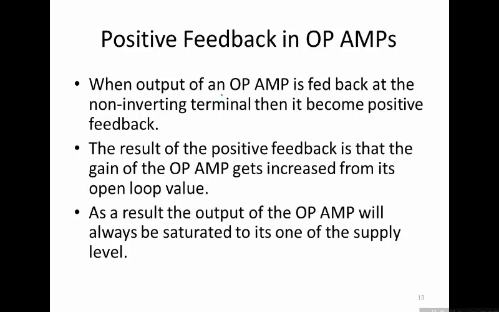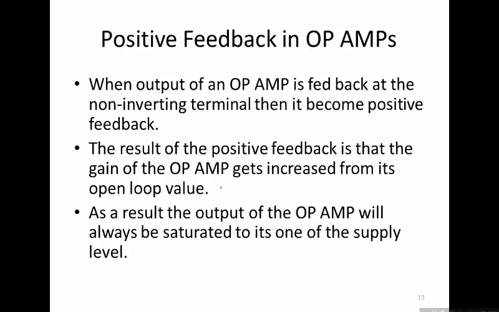When the output of an op-amp is fed back at the non-inverting terminal, that is the positive terminal, then it becomes positive feedback. So positive feedback means you apply a connection from the output and connect it to the positive terminal of the op-amp, then the circuit would be in positive feedback. The result of the positive feedback is that the gain of the amplifier or op-amp gets increased from its open loop value.